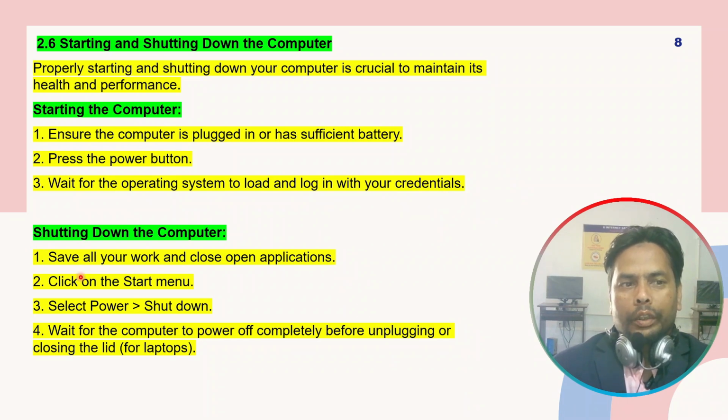Shutting down the computer. Save all your work and close open applications. Click on the Start menu. Select Power, Shut down. Wait for the computer to power off completely before unplugging or closing the lid for laptop.